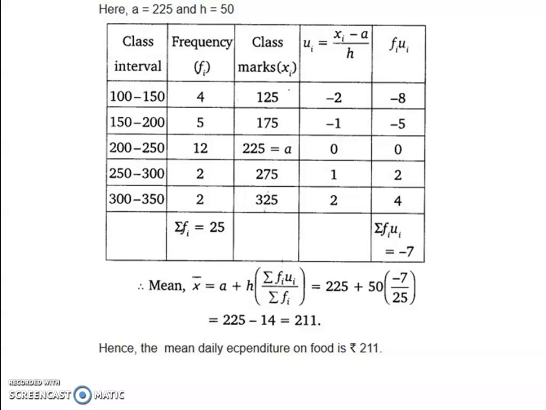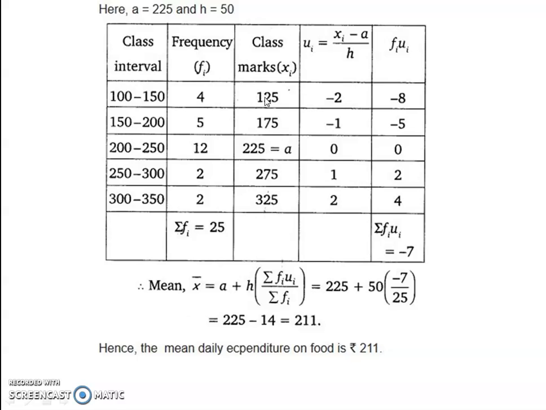What is the first step in step deviation method? You have to find the class marks. How will you find the class marks? Upper limit plus lower limit divided by 2. So 150 plus 100, the whole divided by 2, that is 250 divided by 2 is 125. And this is the frequency given in your question.